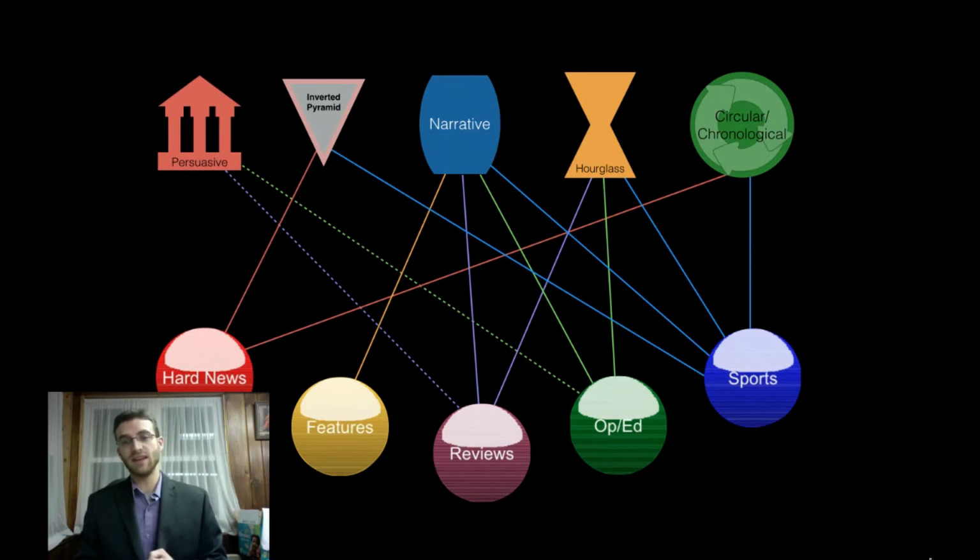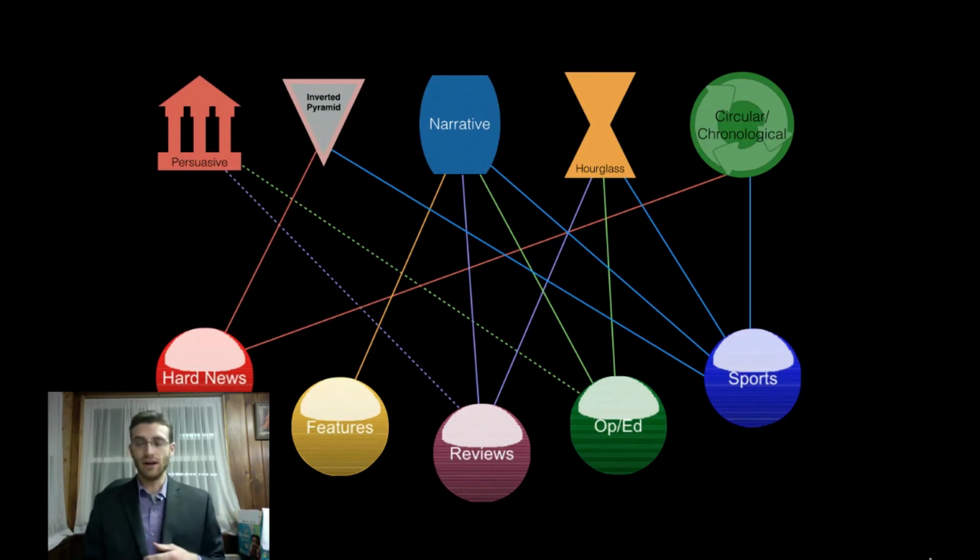Same with opinions and editorials. You may be borrowing some from persuasive, but again, you're going to be pretty much focusing on a narrative or an hourglass structure. You don't have to worry about the inverted pyramid or circular chronological in these situations because you're not so worried about getting the facts across as quickly and efficiently as possible. You're more worried about building a robust argument or a robust understanding of the material. And sports, it's a free-for-all, right? You're borrowing from all of them. Could be inverted pyramid, it could be narrative, could be hourglass, could be circular chronological, depending on the story.